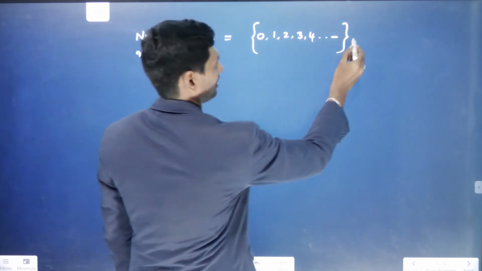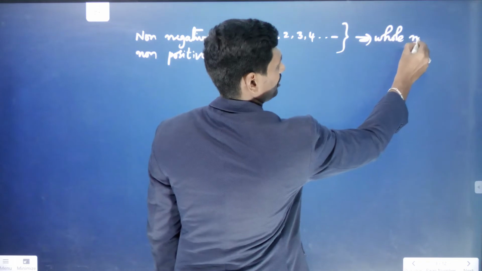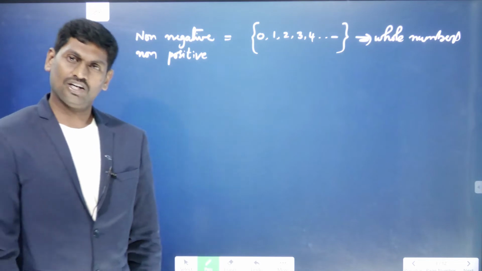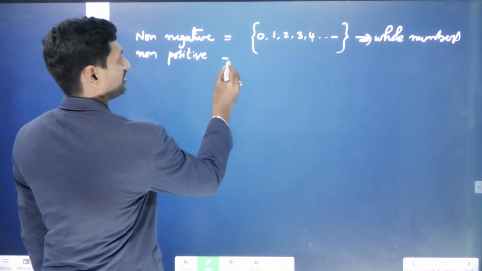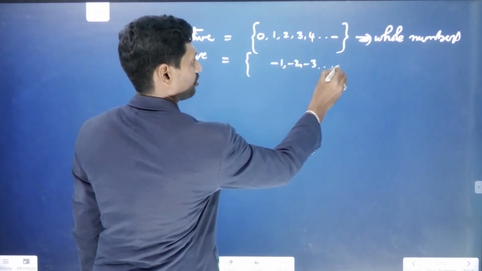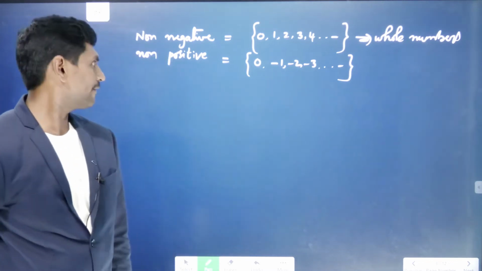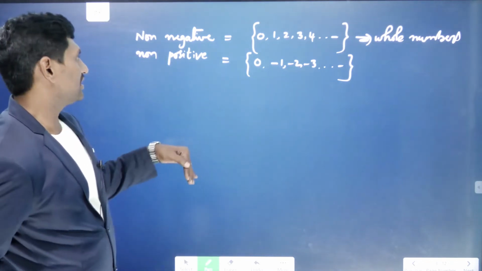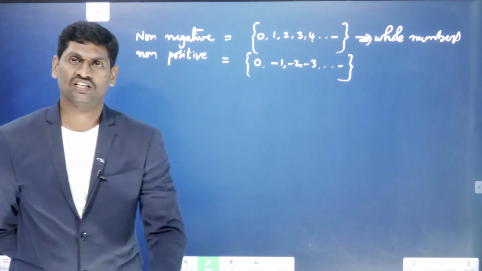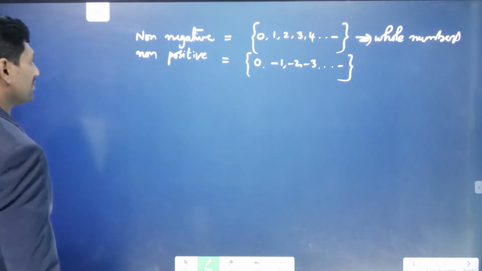Simply we can say that non-negative integers are nothing but whole numbers. In the same way, non-positive integers are minus 1, minus 2, minus 3 and so on, with 0. 0 is in the set of both non-negative integers and non-positive integers. Clear, children, till then? Right. Now, the inverse property.